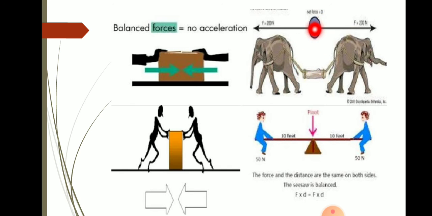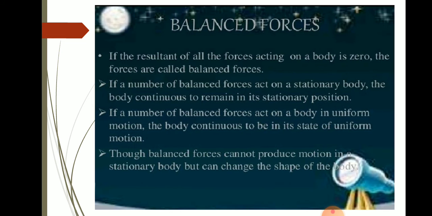So the resultant of the force is 0 in case of balanced force. Here also the force is applied in opposite directions. Here you can see the force and the distance are the same on both sides. The seesaw is balanced: this side is 10 feet, that side is also 10 feet, and both forces are 50 Newton. So the object is balanced. Similarly, in a spring balance used in shops, if you put equal quantity on both pans, the pans balance. So we call this balanced force.